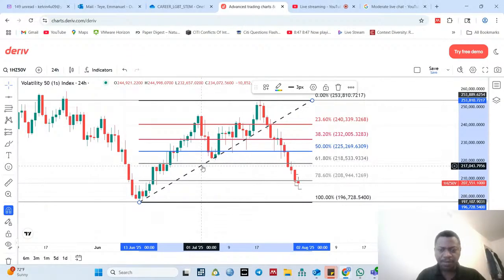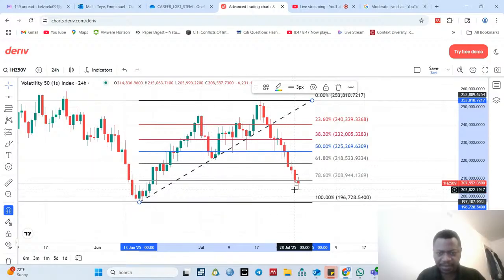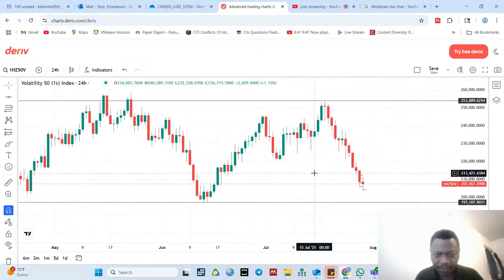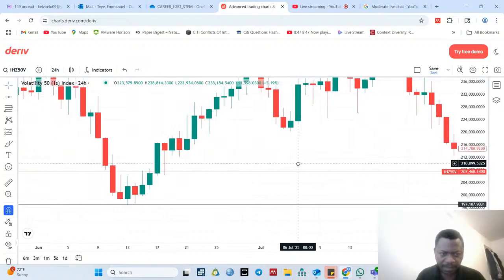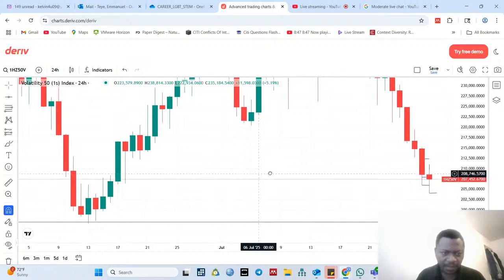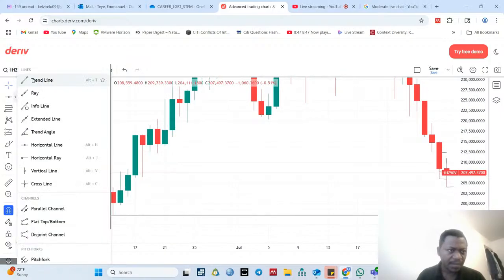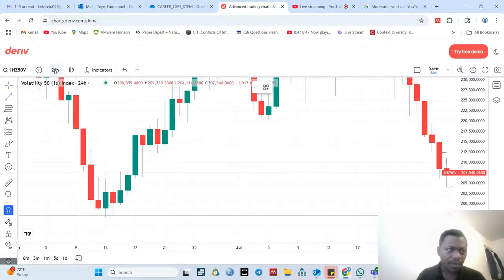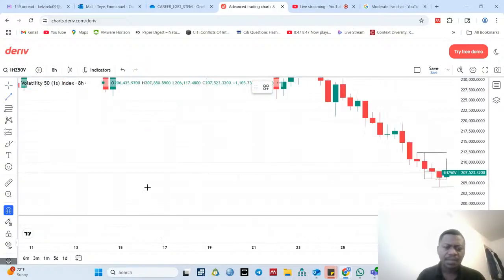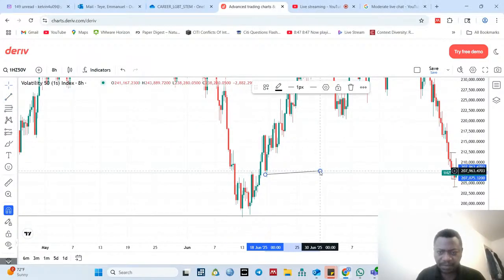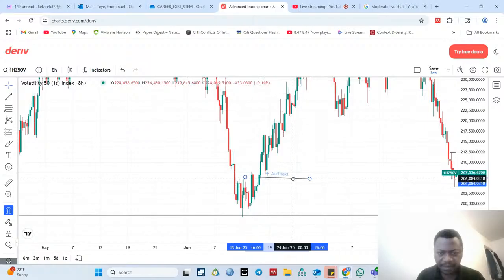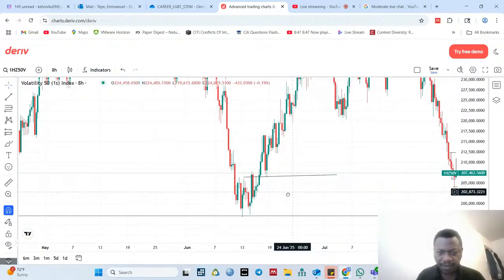But what is it about this area? It seems like price is reacting to the 78.6%. What is it about that area that price is reacting to? So on the 8 hours, let me go to the 8 hour time frame. I can see this low resting here, which technically should have liquidity resting below it.